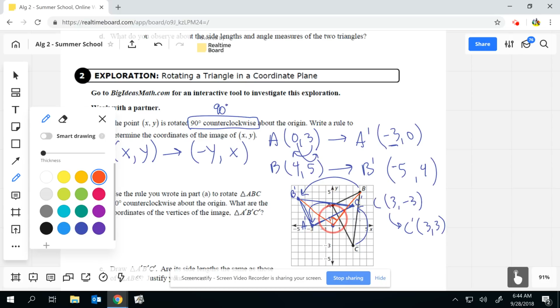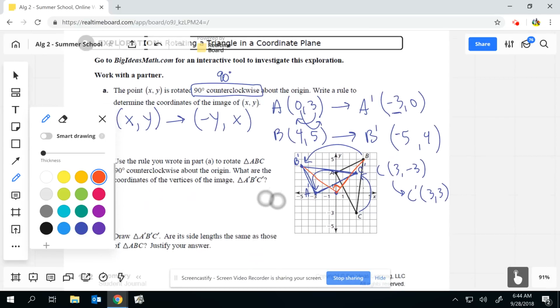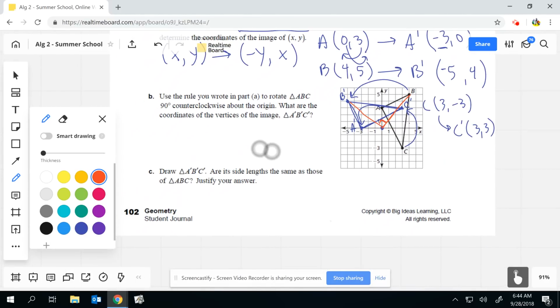That is a 90-degree angle, and I know it because of the slopes. The slope up to B is over 4 and up 5, 4/5. The slope to B prime is up 4 and over negative 5, so it's negative 4/5 for B and 5/4 for B prime. So it does exactly make a right angle. So that is that one. It says, are the side lengths the same as those? And you would definitely say yes.